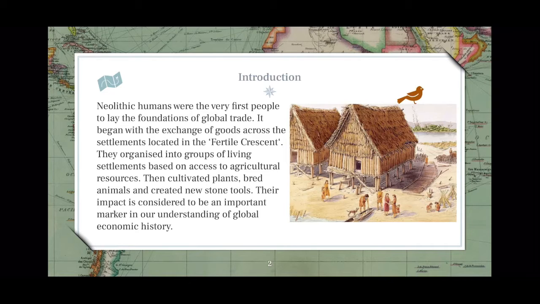These settlements were organized based on access to different agricultural resources. Different types of plants were cultivated, animals were bred, and stone tools were created. Their impact is considered to be an important marker in our understanding of global economic history, and much of the early cultural exchanges to occur.